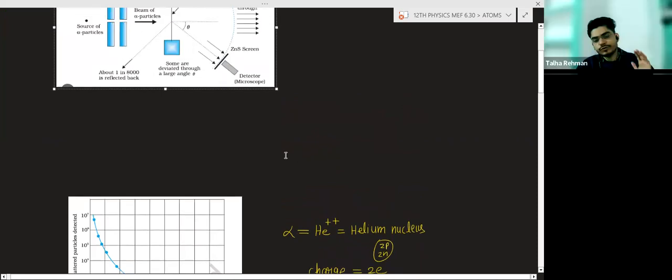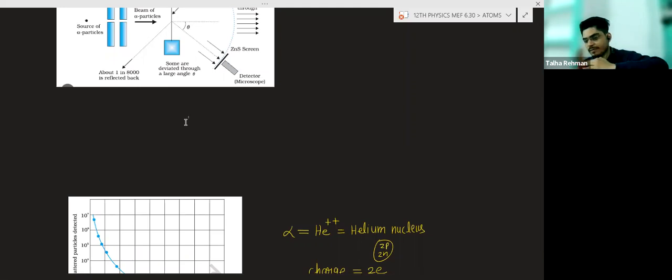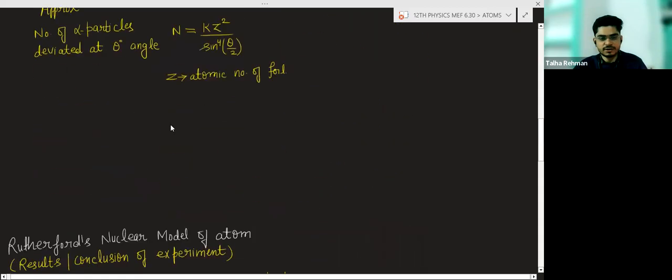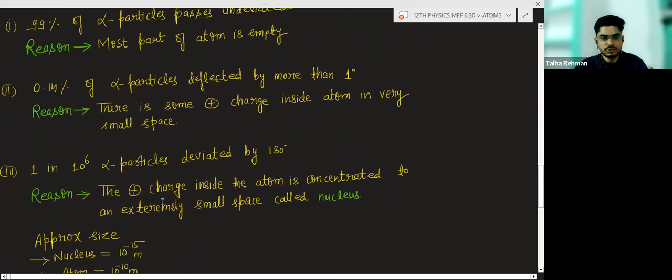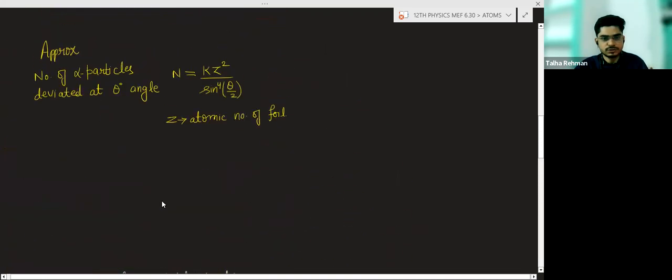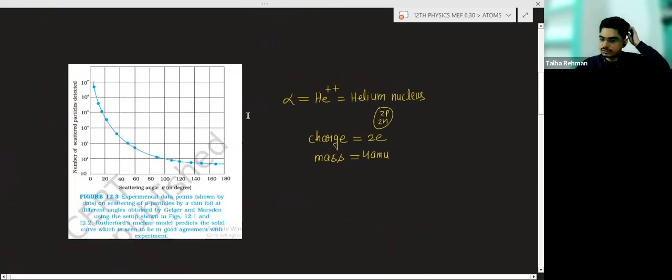So actually now what is happening? Alpha particles, gold foil: most of the alpha particles pass through the gold foil straight. Some of the alpha particles are deflected. Okay. Data is given here, I have written it here, so you can go through it. Right, take the screenshot.